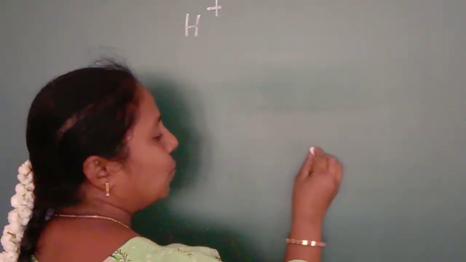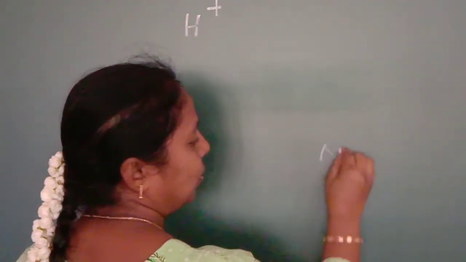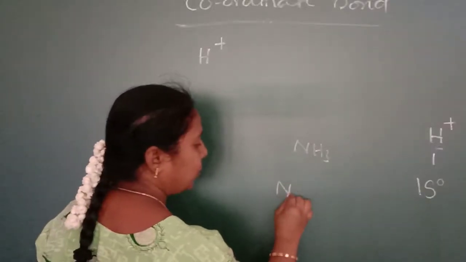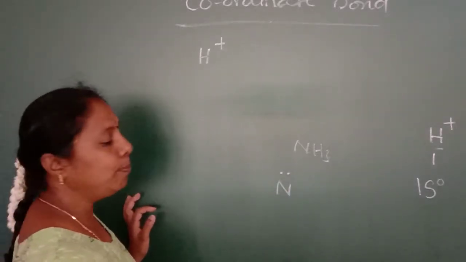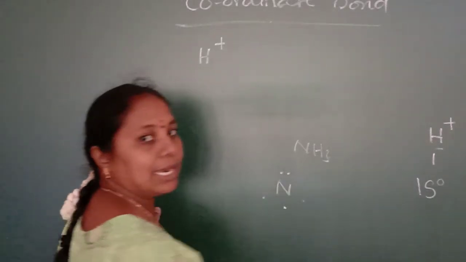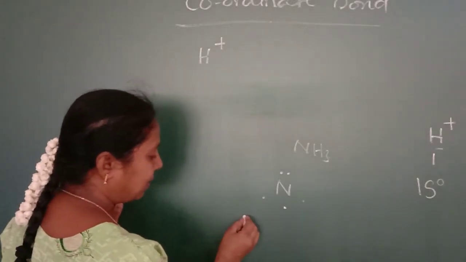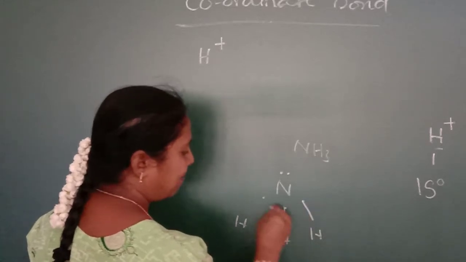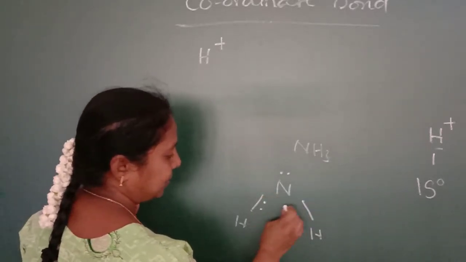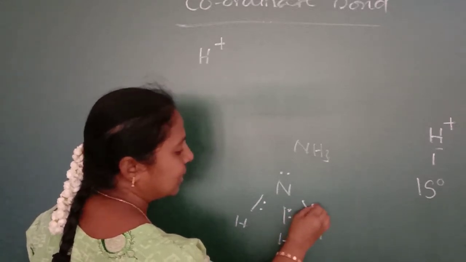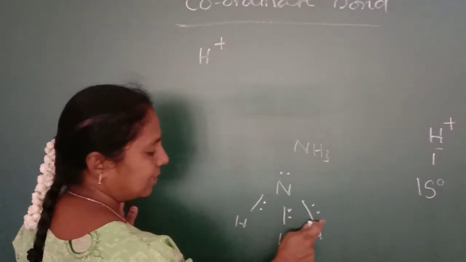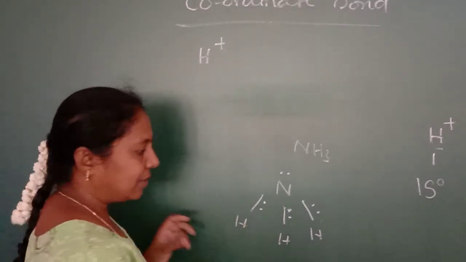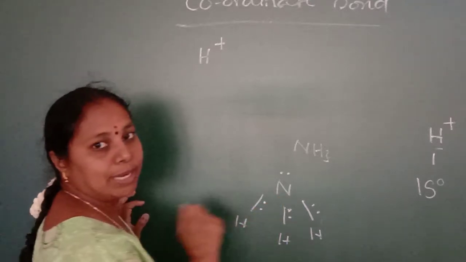Next, we will take one more substance. It is called ammonia, NH3. In this ammonia, nitrogen contains a lone pair of electrons and 3 unpaired electrons. These 3 unpaired electrons will form bonds with the 3 hydrogen atoms, so that 3 bonded pairs of electrons are produced. These 3 are the bonded pairs of electrons formed by the equal sharing of electrons between the nitrogen atom and the neighboring hydrogen atoms.